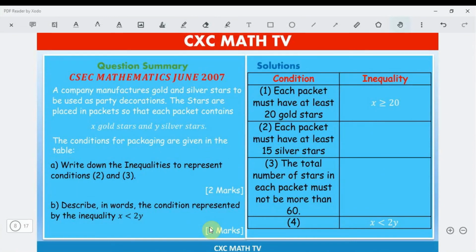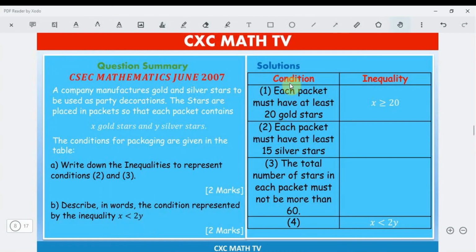Alright, so this is June 2007. I want you to pause the video and attempt this question. It says a company manufactures gold and silver stars to be used as party decorations. The stars are placed in packets so that each packet contains X gold stars and Y silver stars. The conditions for packaging are given in the table. Write down inequalities 2 and 3. Then describe in words the condition represented by the inequality X is less than 2Y.